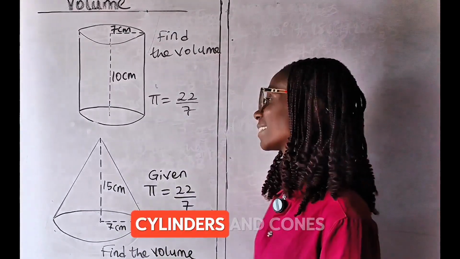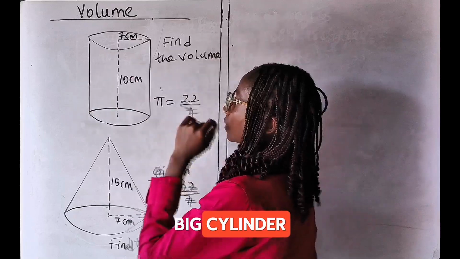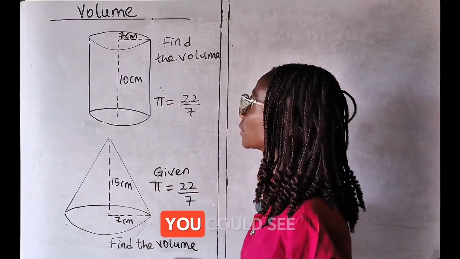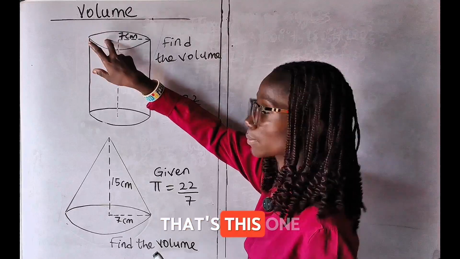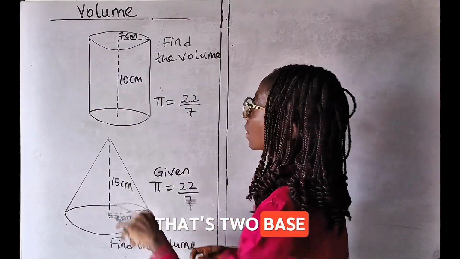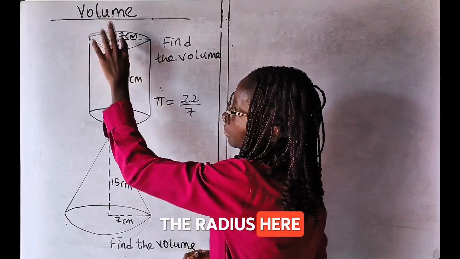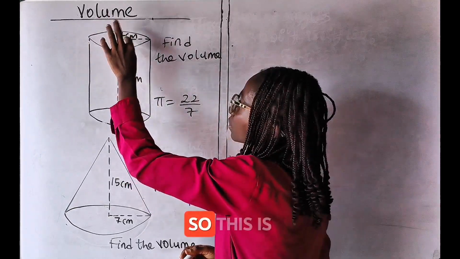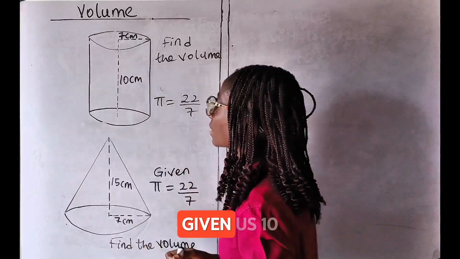Let's talk about cylinders and cones today. So we are taught to find the volume of a cylinder. Looking at this very well, you could see that a cylinder has two bases. That's this one and this one. That's two bases. And then we are looking at the radius here because this is in the form of a circle, right? So this is the radius giving us 7 centimeter and the height giving us 10 centimeter.